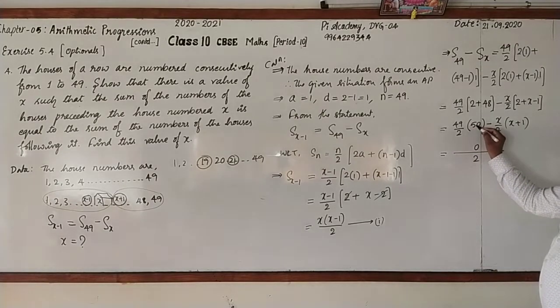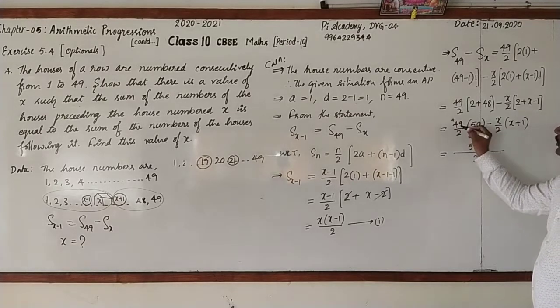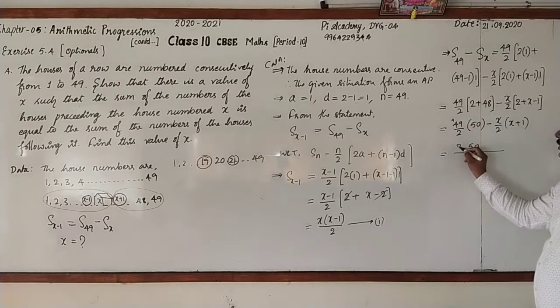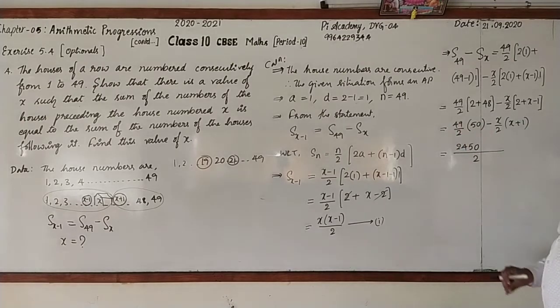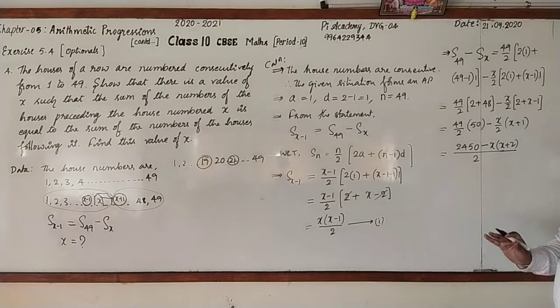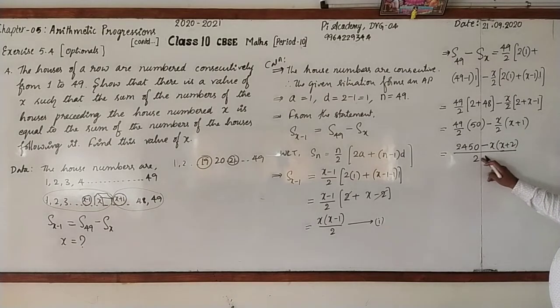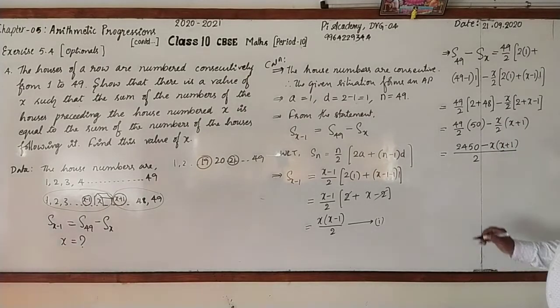Multiply 49 and 50. It is 0. Then 49 10s are 490. 49 5s are 245. Or else you can multiply: 5 9s are 45, 4. 5 4s are 20 plus 4, 24. So 2450. Then minus x into (x plus 1). Clear? Because when you multiply LCM with the second term, again 2 gets cancelled, remaining x into (x plus 1). Now you may call this statement 2.